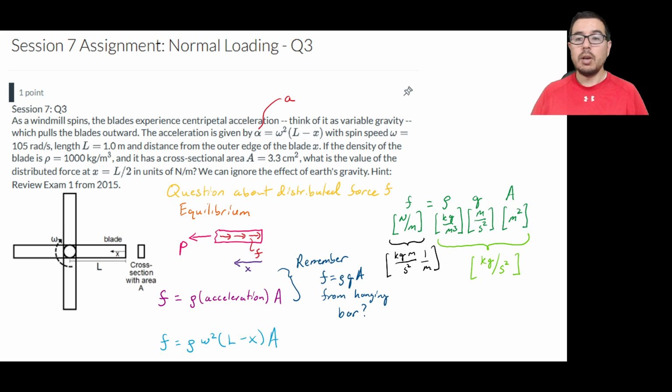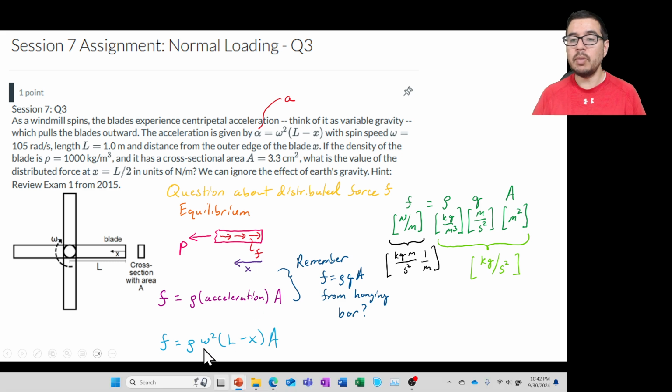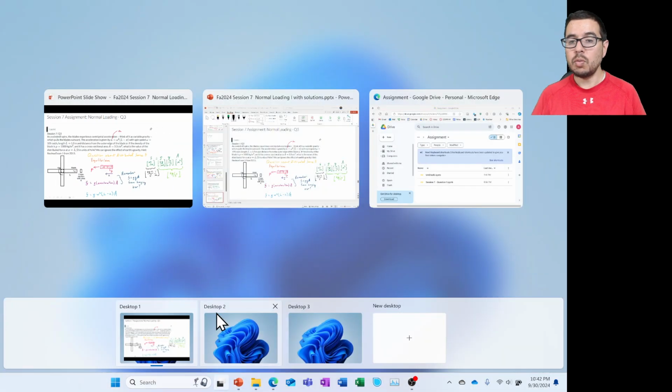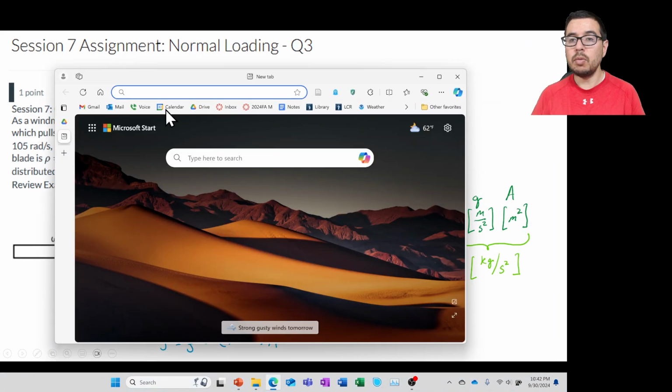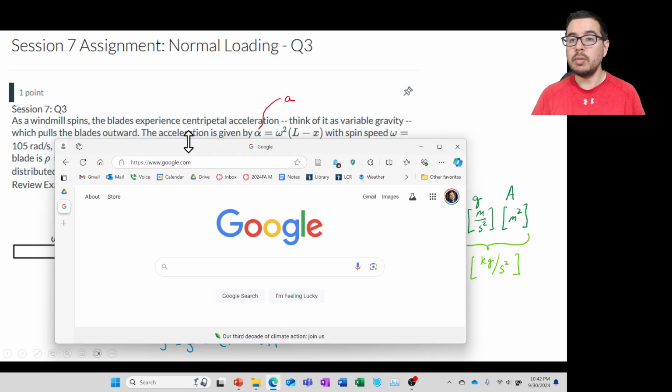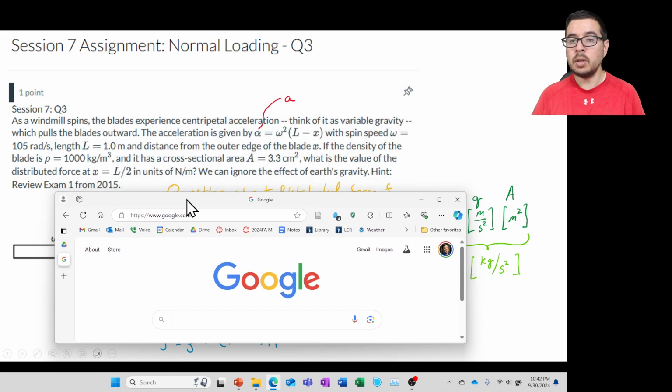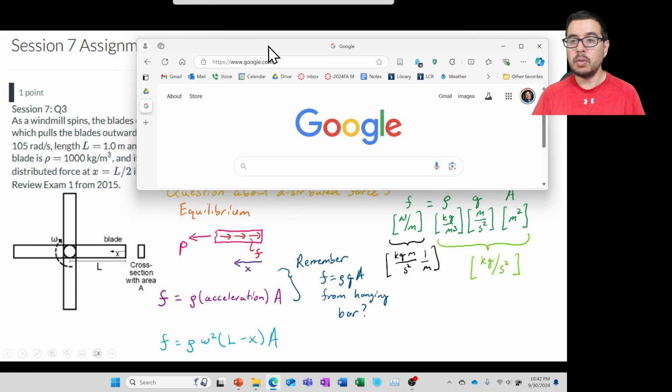Well, let's go ahead and solve the problem. For this one, I think we'll just use Google. It doesn't seem to be too demanding. It's saying that we want to go at x equals L over 2. The length was 1 meter, and we have a cross-sectional area given by 3.3 centimeters squared, and we have density given as well. So for this, we'll go ahead and open up Google. You could do it in Python as well, but we did one of these other problems just using Python, so maybe this one we'll do using just Google.